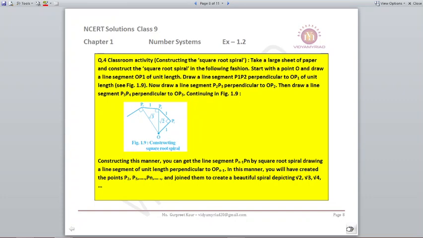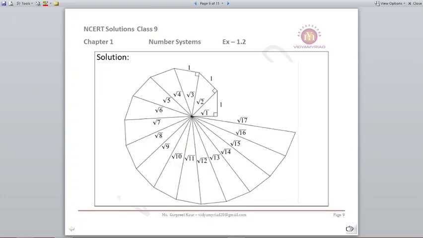Question number 4. Now question number 4 is a classroom activity where you have to construct the square root spiral, which is very interesting and very easy. Let me show you how it will look. So it will look like this. It's a beautiful presentation. You can even color it for showing it.